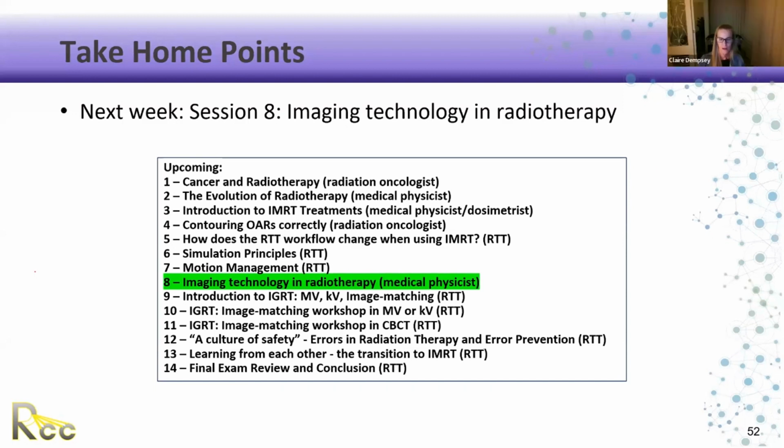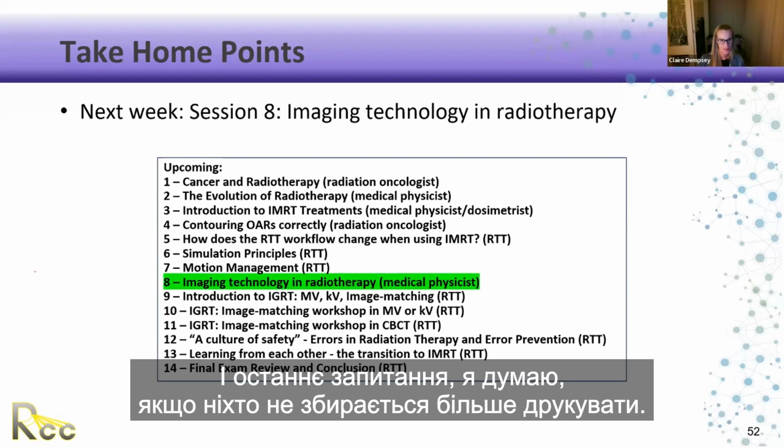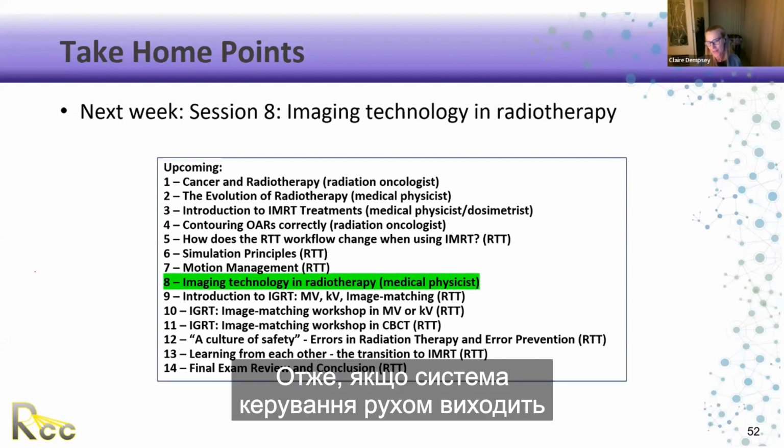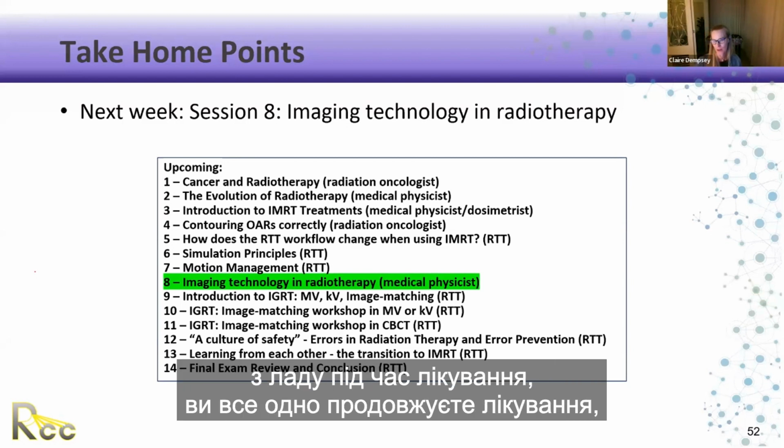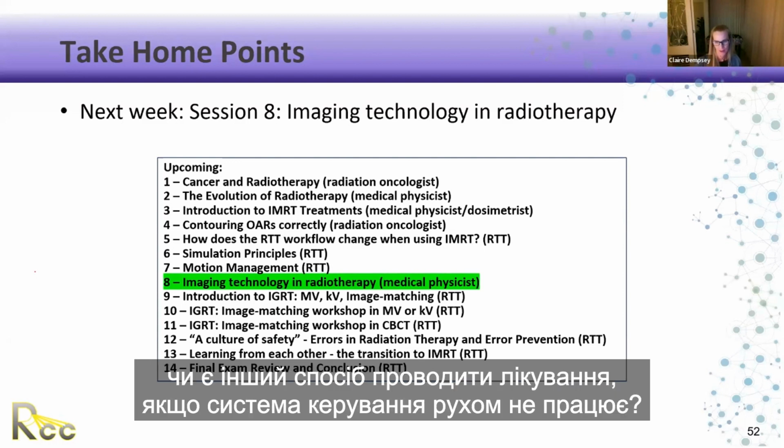Great answer. And one last question, I think, unless anyone's going to type any more in. If the motion management system fails during the course of treatment, do you still give them treatment, or is there any other way that you could deliver the treatment if the motion management system isn't working?